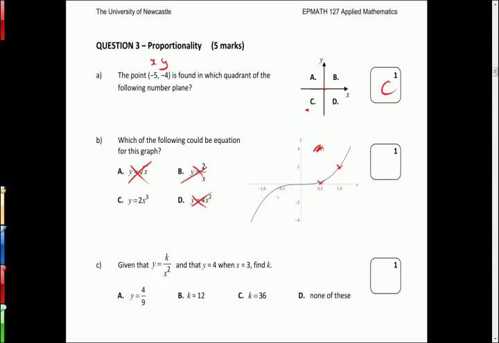2 times minus a half cubed would be minus a quarter. 2 times minus 1 cubed would be minus 2. Yeah, that's all the traits of a cubic. So root x's basically look like that. Y equals 2 on x are these inverse things that look like that. 4x squared, well, parabolas look like that. And x cubes look like parabolas with the left arm swinging down. So yeah, it was C.